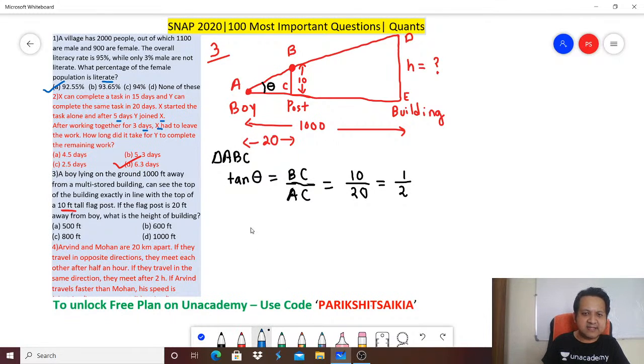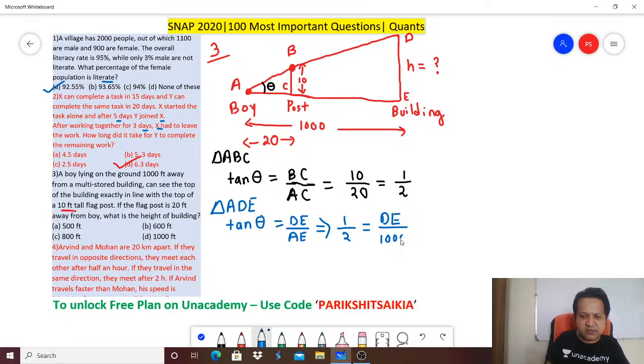Perfect. Let's consider the next triangle, triangle ADE. In triangle ADE, can I again say tan theta? Remember, it's the same theta. Tan theta is DE divided by AE. So how much is tan theta? You just found out, it was half. How much is DE? That's what you need to find. AE is 1000.